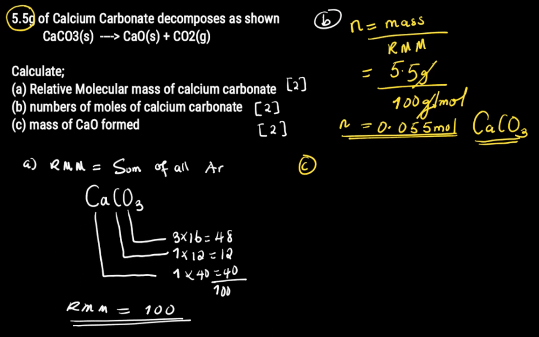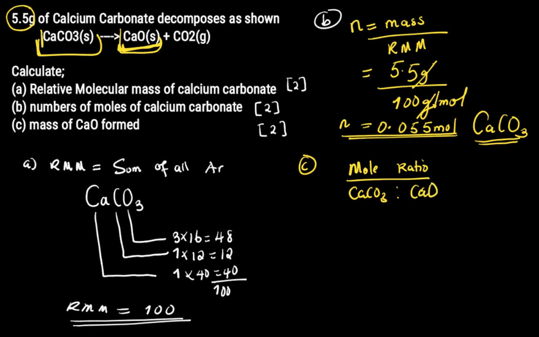Next is the mass of calcium oxide. So we are looking for the mass of this one formed here. Now there are 2 ways that we can find the mass of this calcium oxide. The first method is what we call mole ratio. So under mole ratio, we are going to compare the moles of this and the moles of that. So write calcium carbonate here. You say in ratio to calcium oxide.